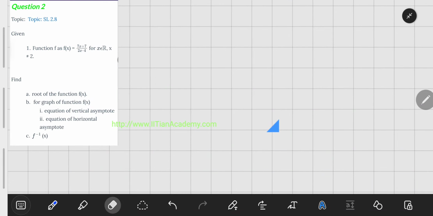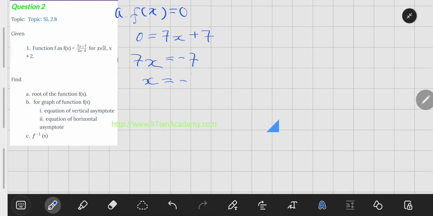So here we're doing question 2, where we're given the function f(x) = (7x + 7) / (2x - 4) for x being an element of all real numbers where x cannot equal 2. For our first question, we are asked to find the roots of the function.